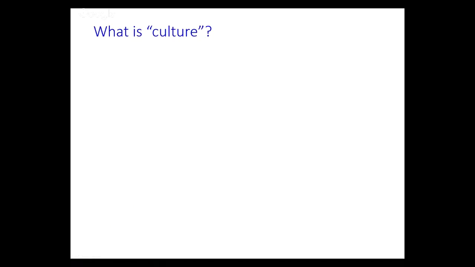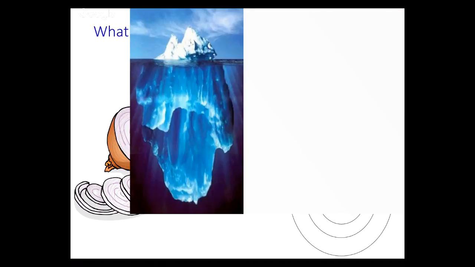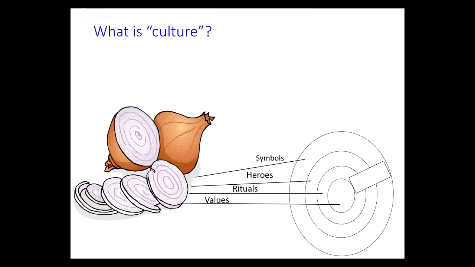Now, what is culture? And that is a very big question. Some scholars talk about culture as an onion. The reason they talk about culture as an onion is because, just like an onion, culture is multi-layered. You have different layers or different attributes of culture. At the core, you may have values, that's what we believe. But then as you move to the outer surface, you have rituals, and then you have heroes, and then you have symbols.